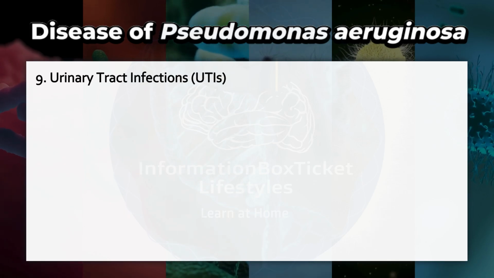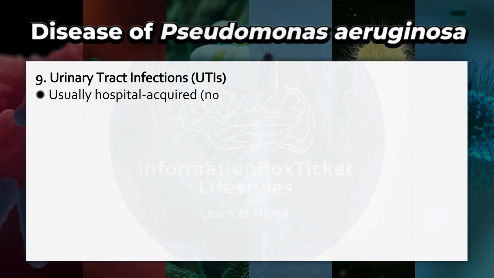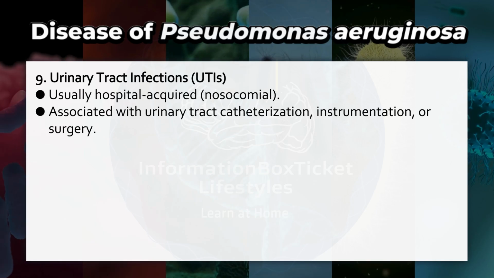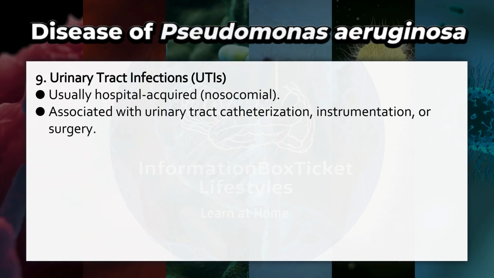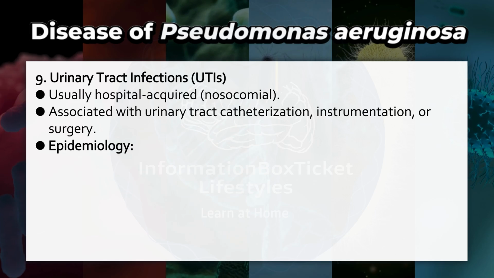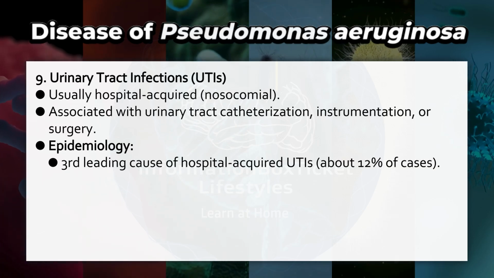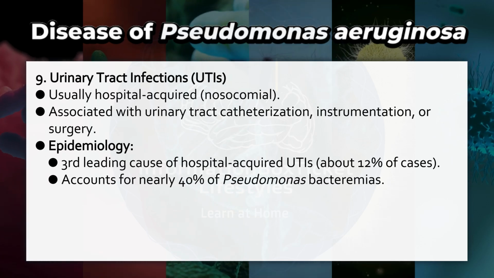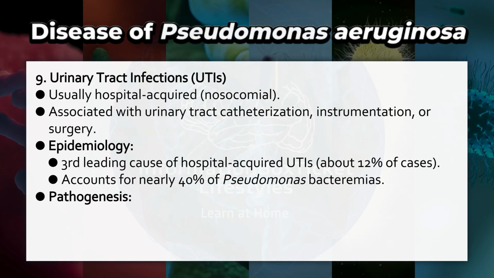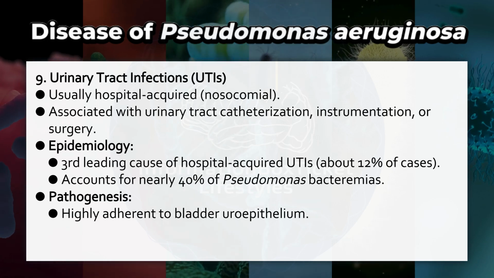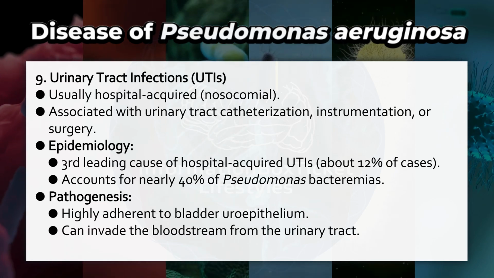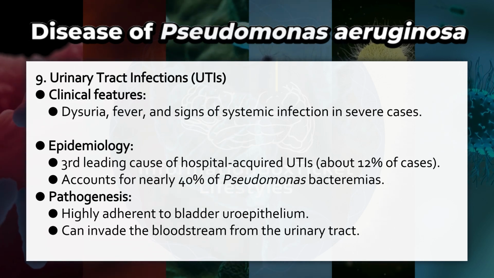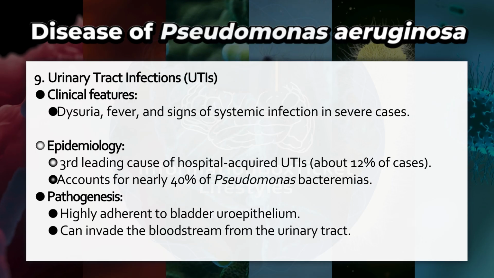9. Urinary tract infections, UTIs. Usually hospital-acquired, nosocomial. Associated with urinary tract catheterization, instrumentation, or surgery. Epidemiology: third leading cause of hospital-acquired UTIs, about 12% of cases. Accounts for nearly 40% of Pseudomonas bacteremias. Pathogenesis: highly adherent to bladder uroepithelium and can invade the bloodstream from the urinary tract. Clinical features: dysuria, fever, and signs of systemic infection in severe cases.